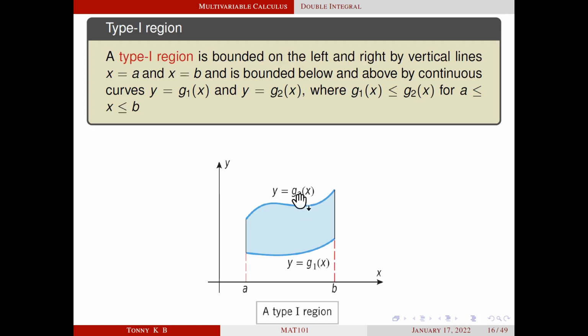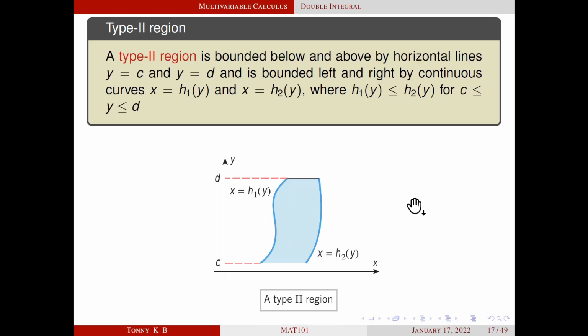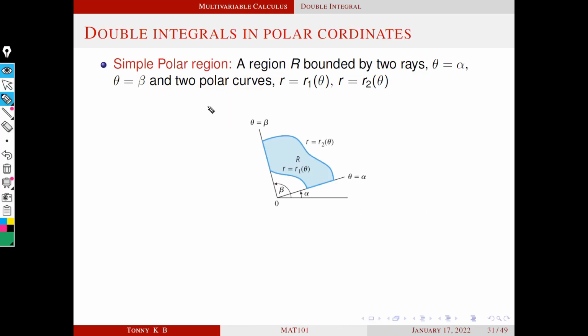Now we know how to evaluate a double integral over a type 1 and type 2 region. But not all regions are of this form. For example, consider a region like this. It is clear that this region is not type 1 or type 2. But we can evaluate double integrals over such regions using polar integration.